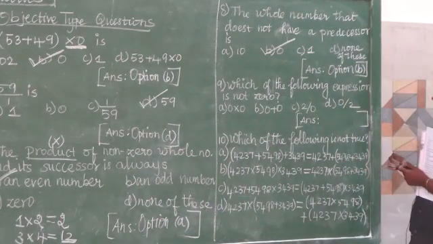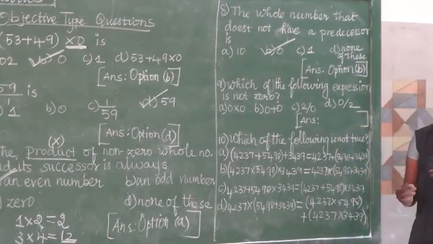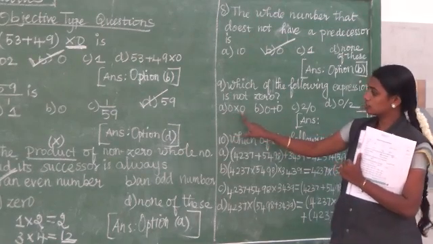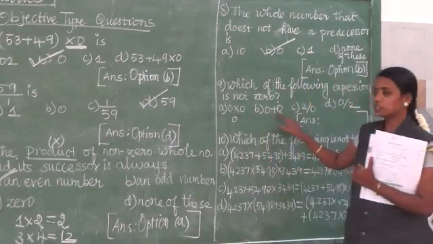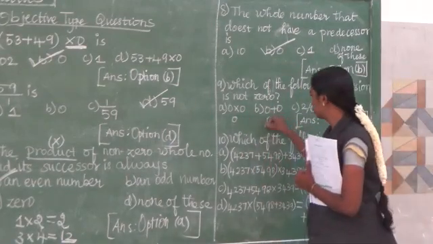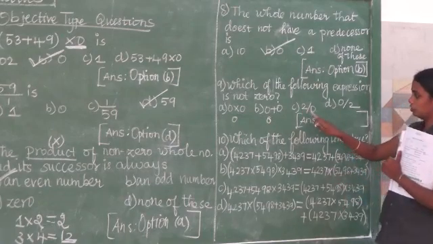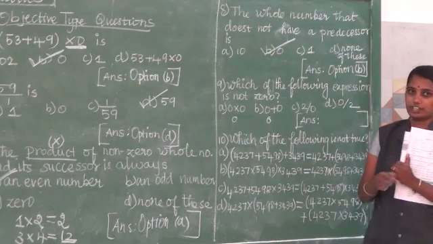Okay, question number 9. Which of the following expressions is not 0? A. 0 into 0 is 0, we know that. 0 plus 0 is 0. 2 by 0: numerator 2, denominator 0. What will be the answer? Not defined. Yes or no?